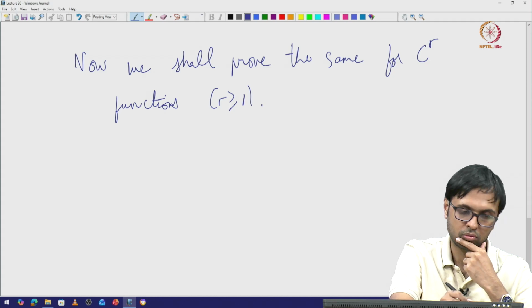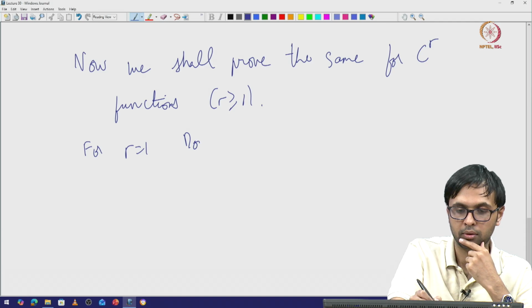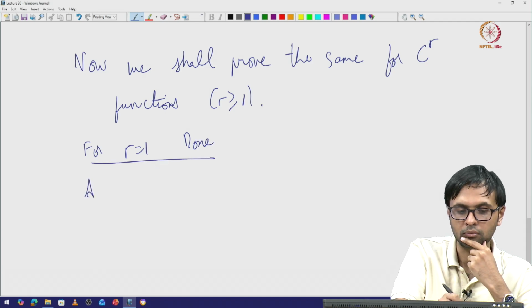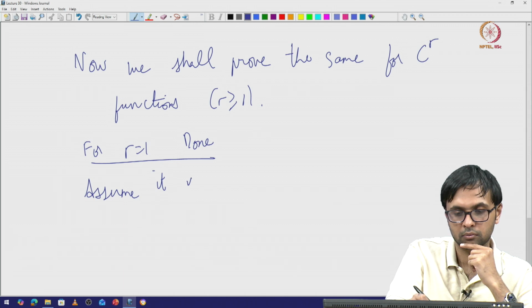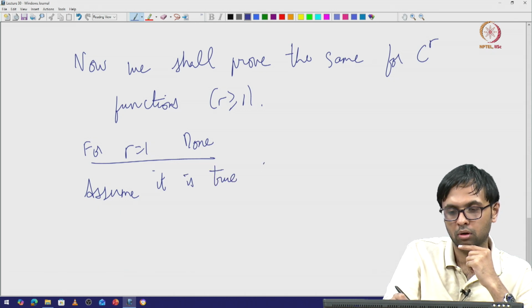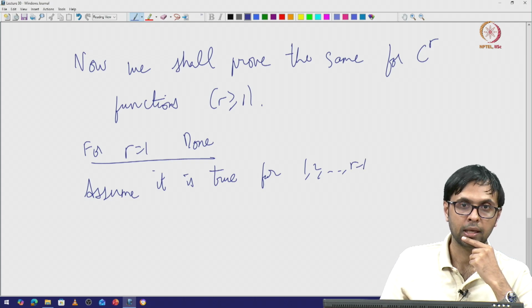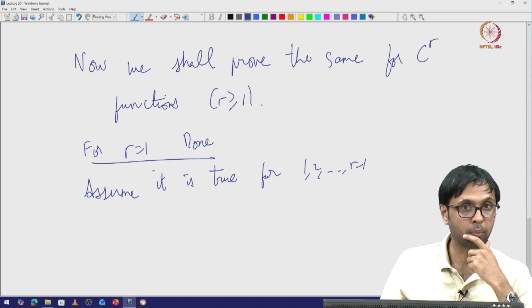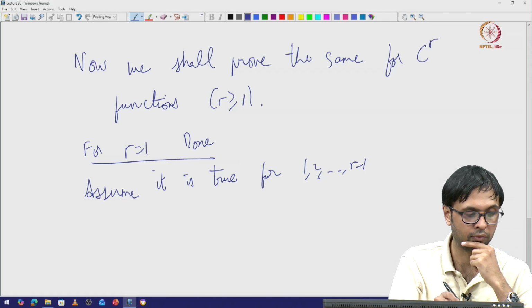Right. So for r equals 1, we are already done. Assume the induction hypothesis, right? Assume the truth of this statement for 1, 2, 3, so on until r minus 1, where r is of course larger than or equal to 2, obviously. So we want to prove it for r.